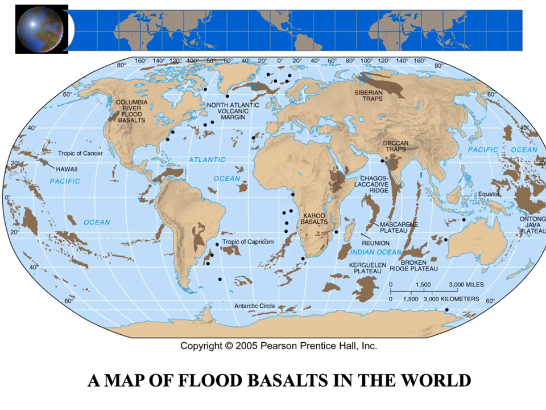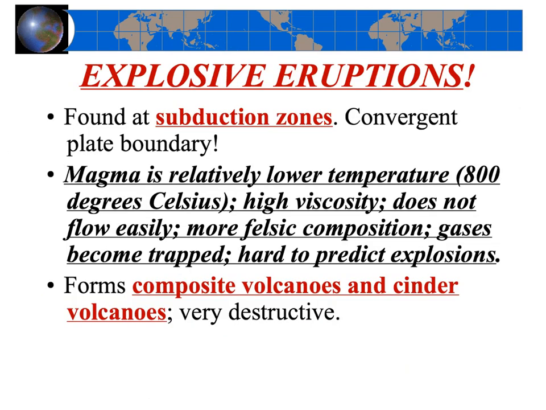Here's just some of the locations where we get those fissure eruptions on our planet. You can see the greenish brownish area. The one that would be closest to St. John's, Newfoundland, that you could actually visit would be the Columbia River flood basalts in the western United States.